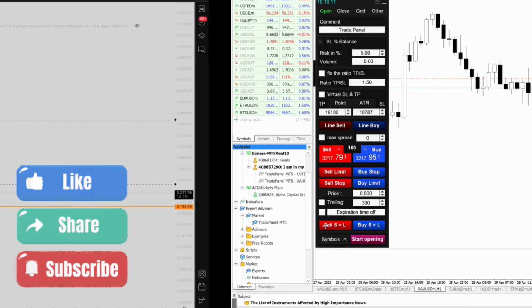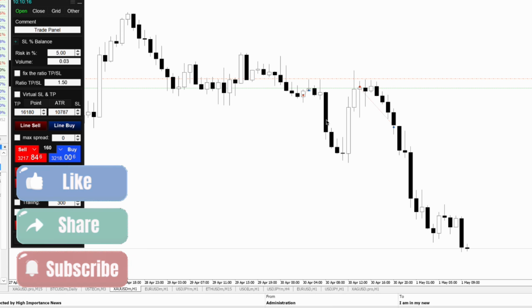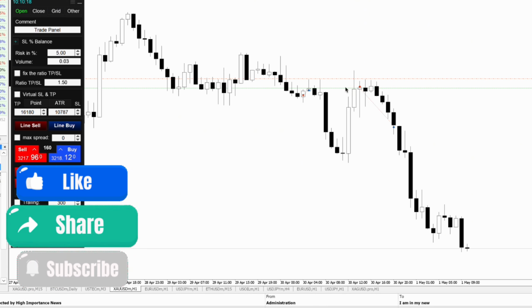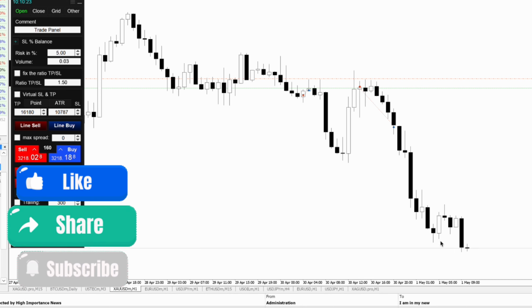So I'll show you, this is a baby account that I have running. I also have one running on my prop as well, same entry, and you can see it from here. Took partials and I'm letting runners run.